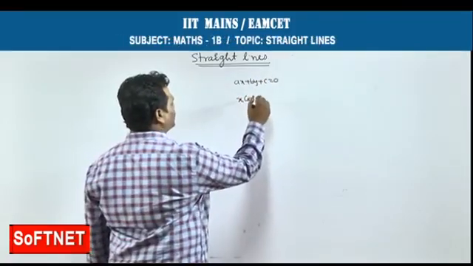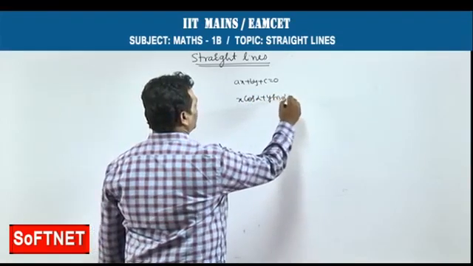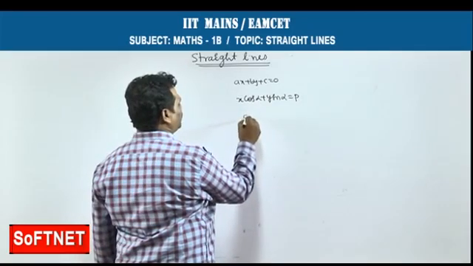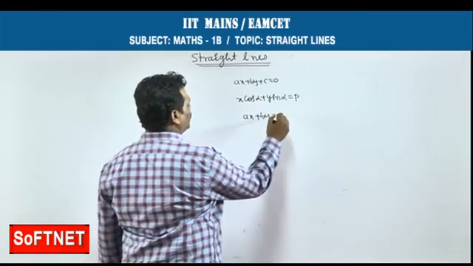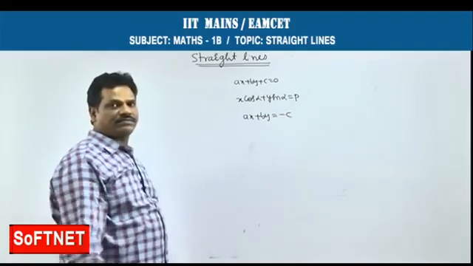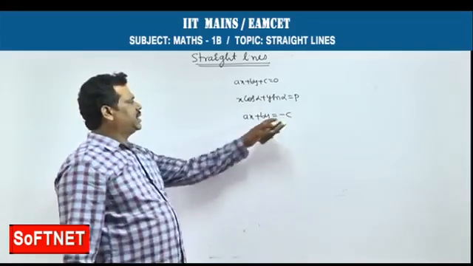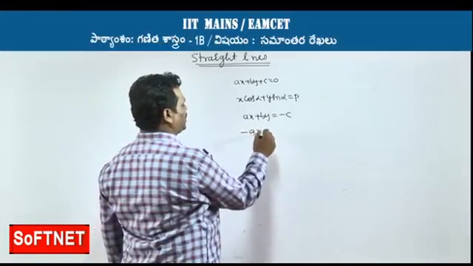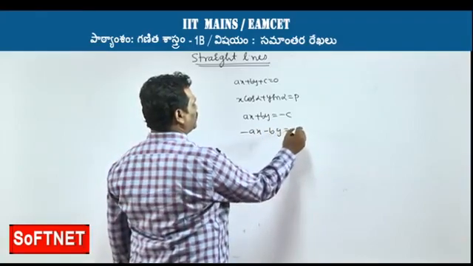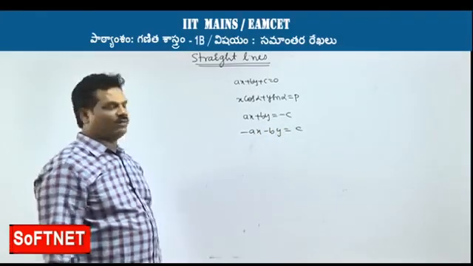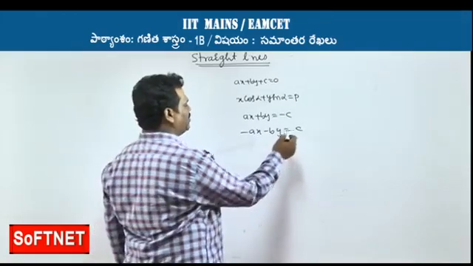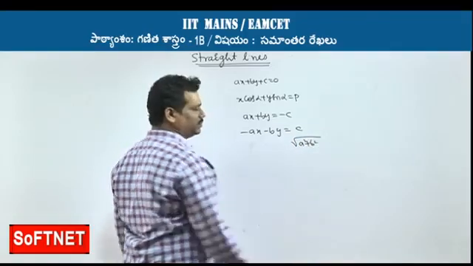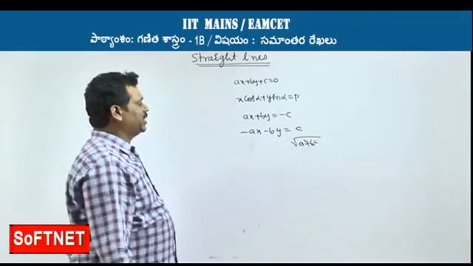What is the normal form? x cos alpha plus y sin alpha equal to p. The procedure is, first we write the general equation of the straight line as ax plus by equal to minus c. The right hand side should always be positive, so taking minus common, we get minus ax minus by equal to c. Now we divide on both sides by root a square plus b square.